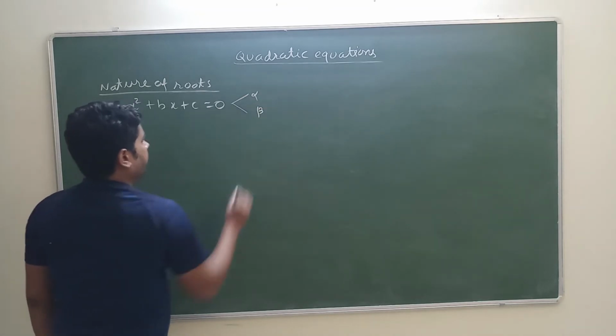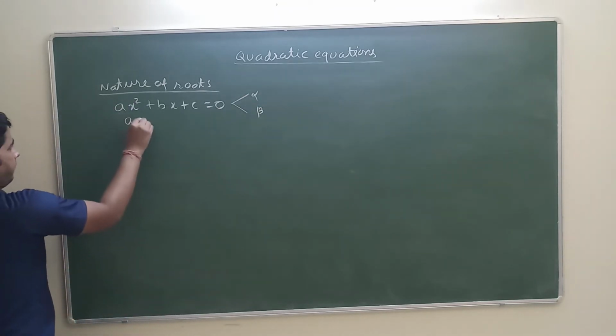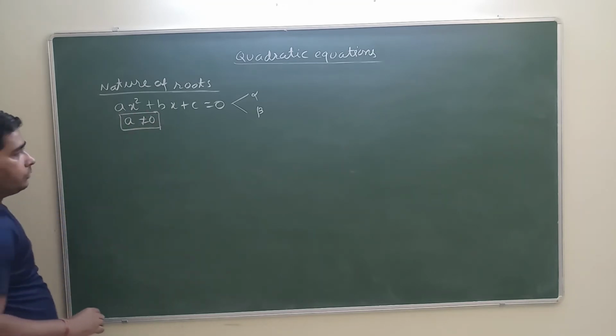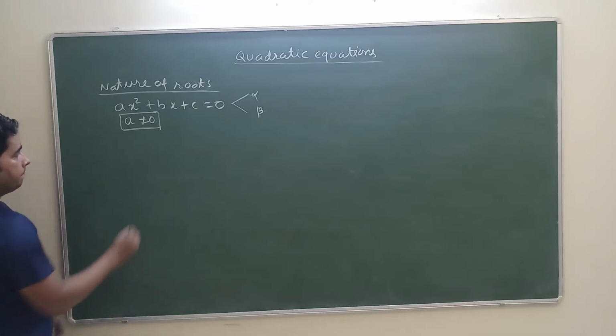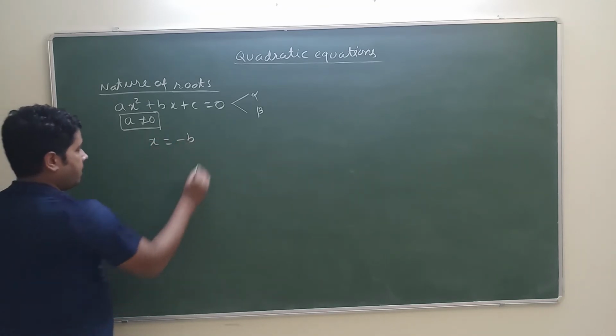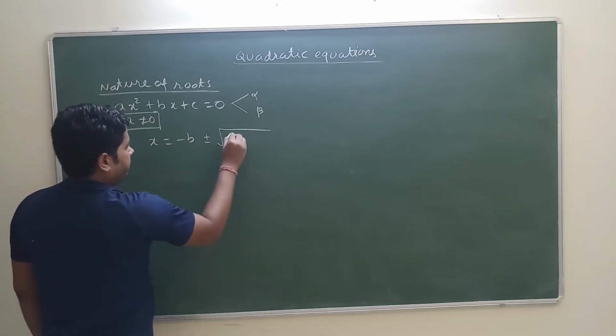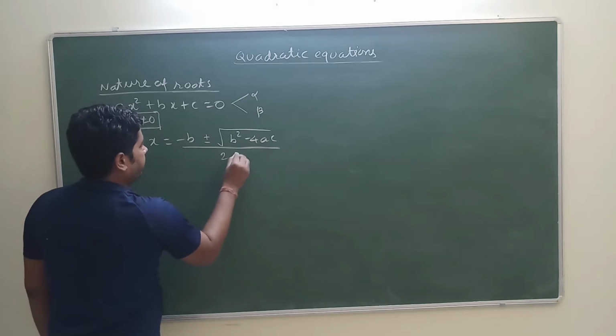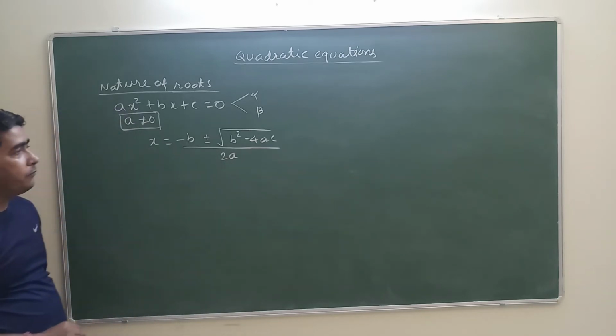Alpha and beta are the roots. A is not equal to 0, which is the leading coefficient. And also we have seen the solution, that is the quadratic formula. It is x is equal to minus b plus minus square root of b square minus 4ac divided by 2a. This is the value of x, right?